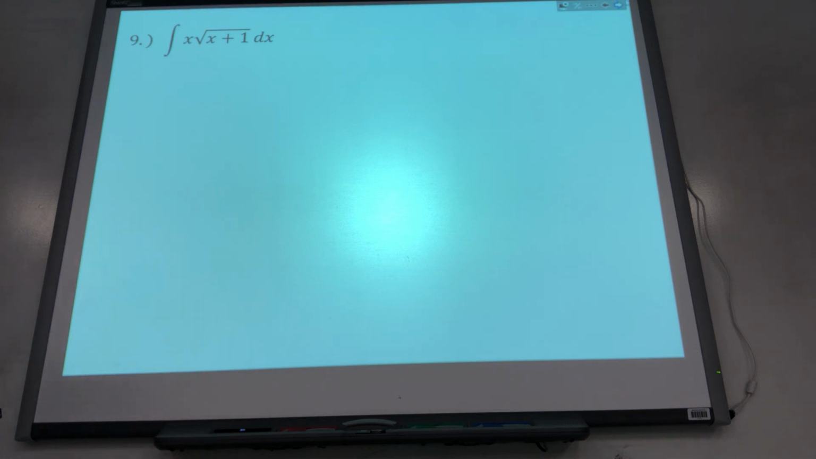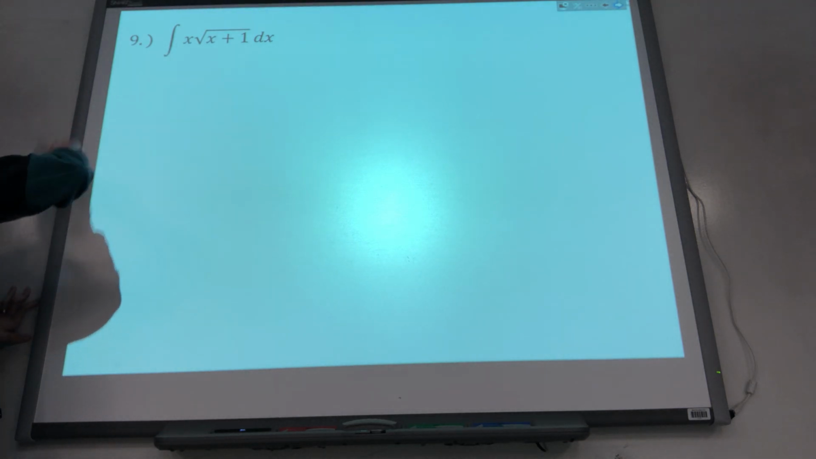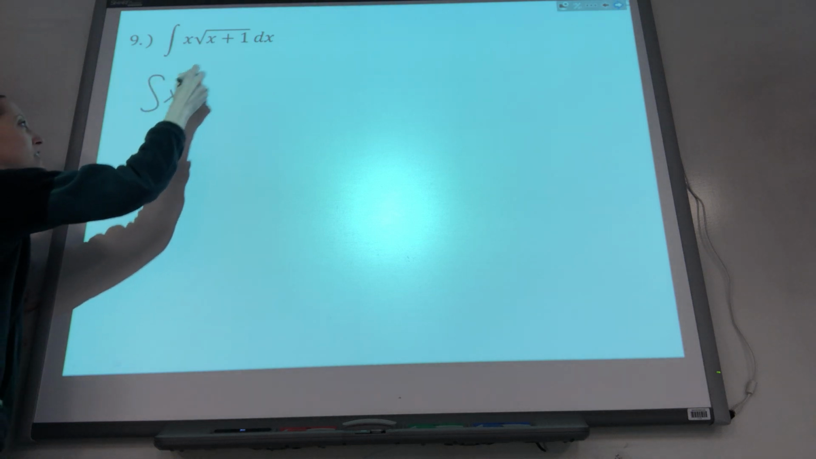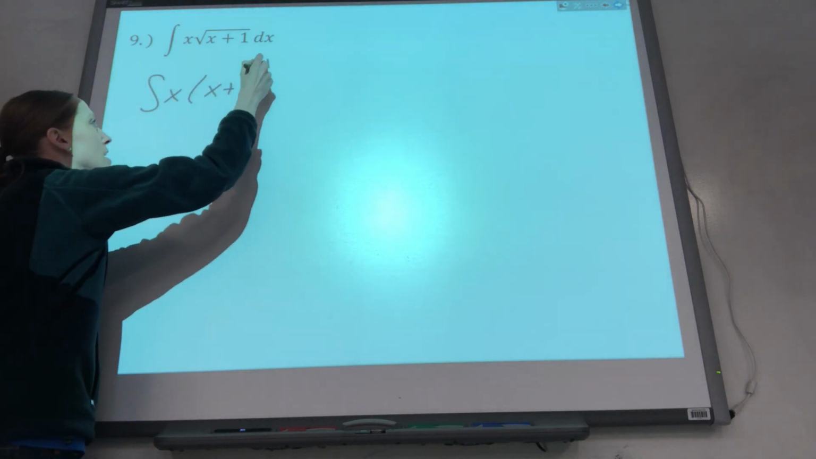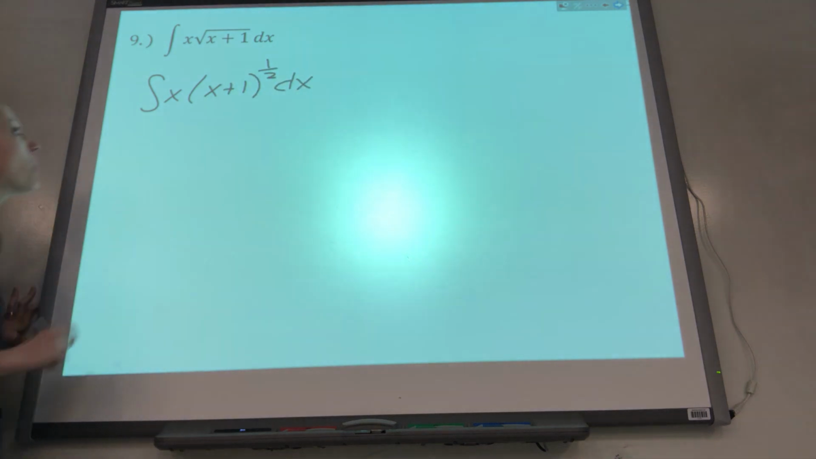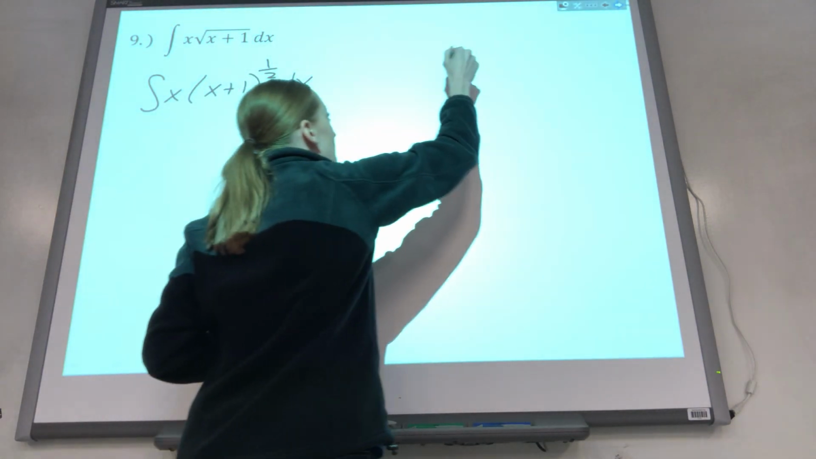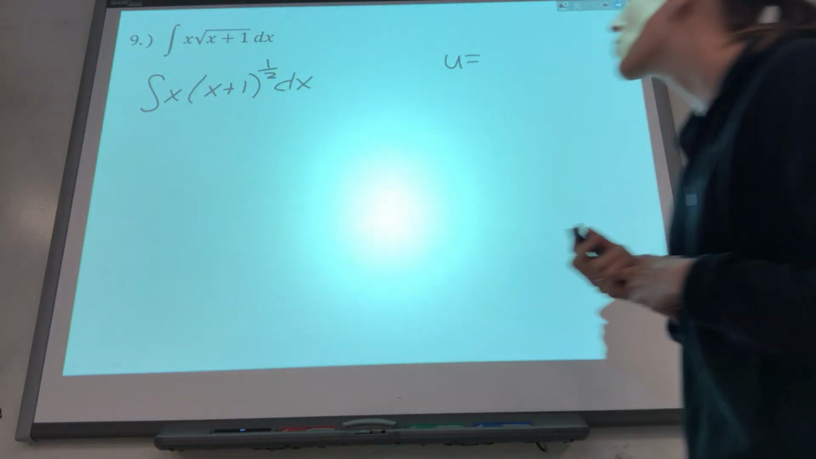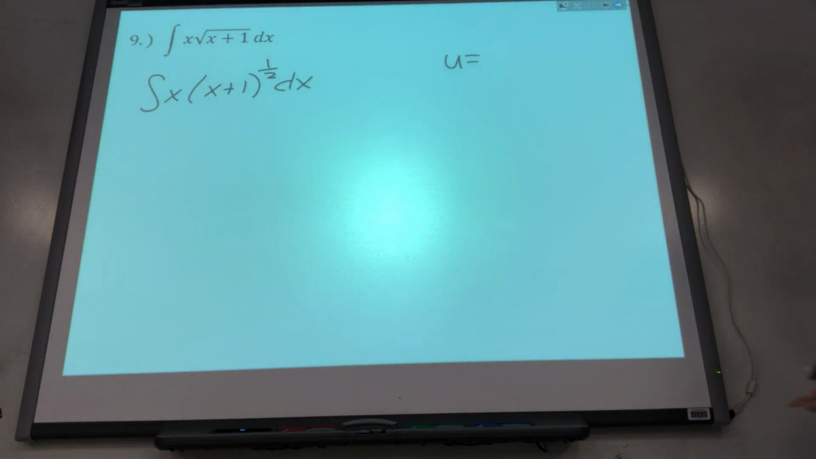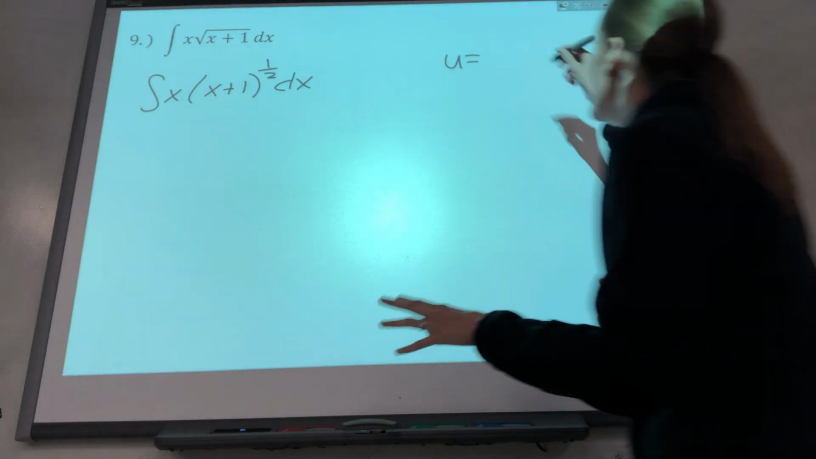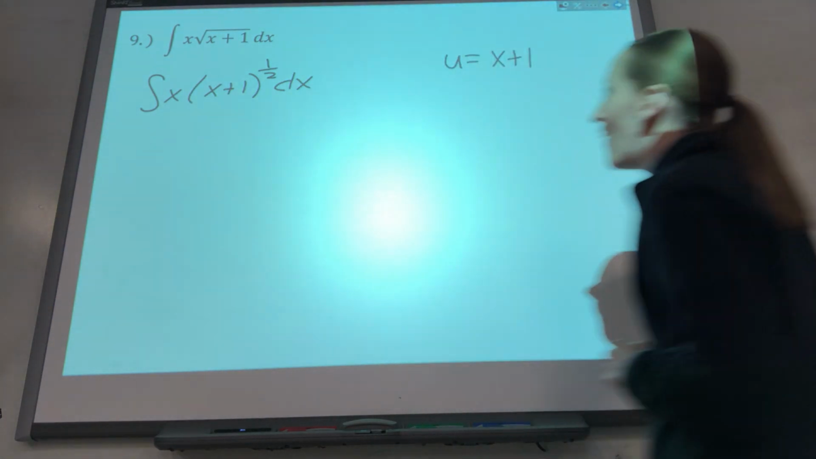I'm not allowed to distribute the x. If you wanted to rewrite that square root as x plus 1 to the 1/2 power, you could, but still you're not able to distribute, which means this integrand is not very rewritable, so we should probably try the u substitution and see what happens. This is a very good review problem for the final.